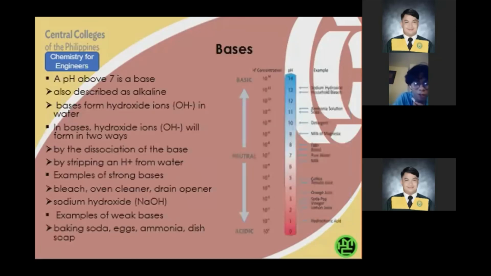Bases. A pH above 7 is a base. Bases are also described as alkaline. Alkali are more soluble in water. Examples of strong bases are bleach, oven cleaner, and drain opener. While weak bases are baking soda, eggs, ammonia, and dish soap.